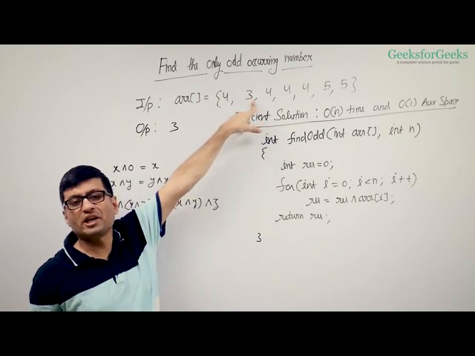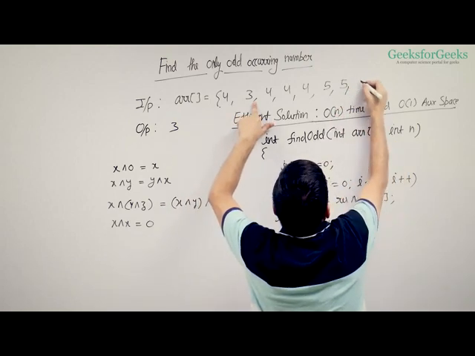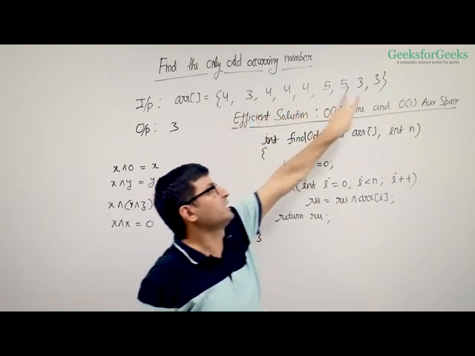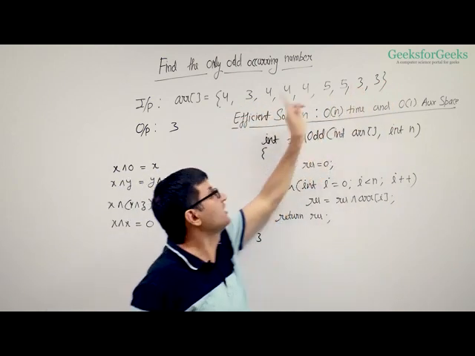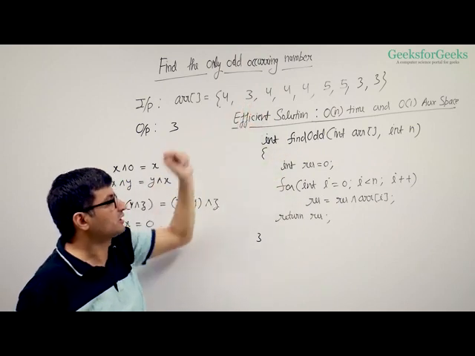Now let's slightly modify it. Let's say we have more occurrences of 3. Say you have 3 occurrences of 3. What will happen in this case? These two occurrences will cancel out each other, and in the result, you will have only one 3. So that is why this approach works even for this case.